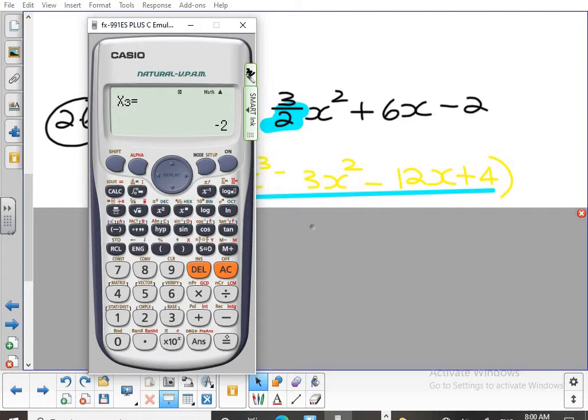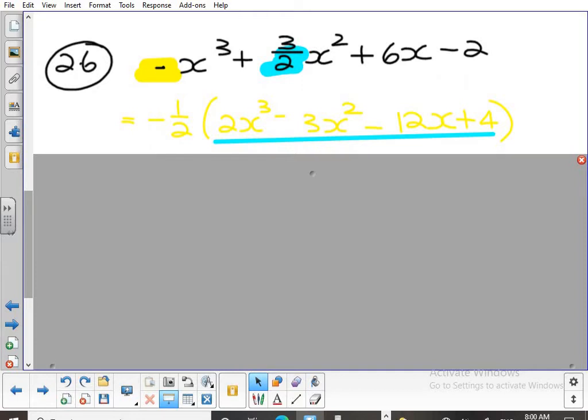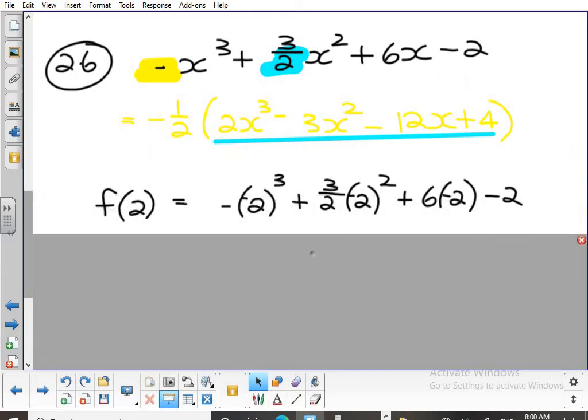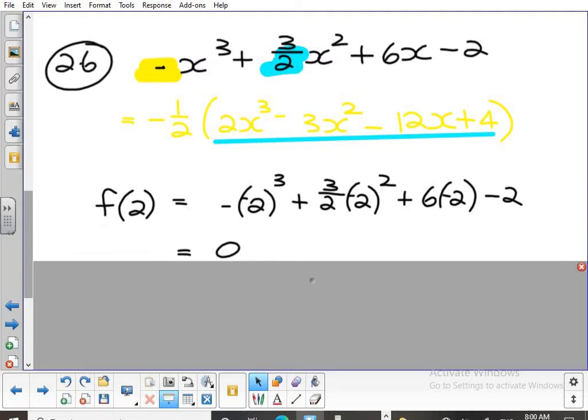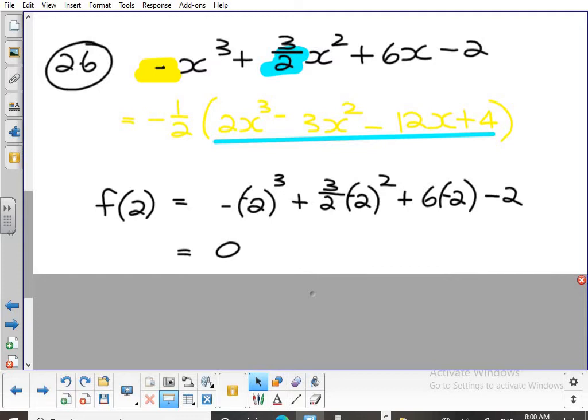Okay, correct. So what I then did was this. I then said, if I take the equation and I put my negative 2 in, I then know my answer must be 0 because it's one of the factors. Ta-da! Yes?